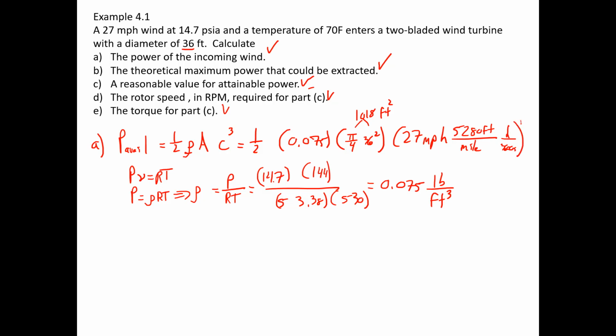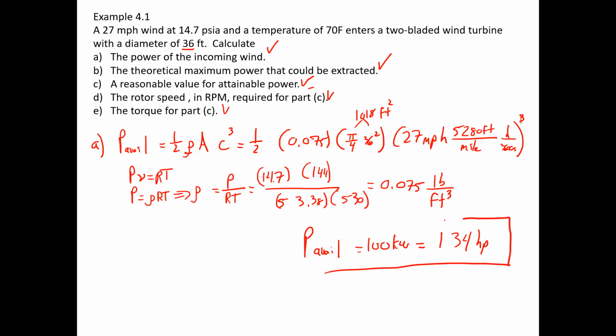We go ahead and bring that to the third power. Using our proper conversions, we can get this into kilowatts, 100 kilowatts, or 134 horsepower for the total available energy in the flowing air.